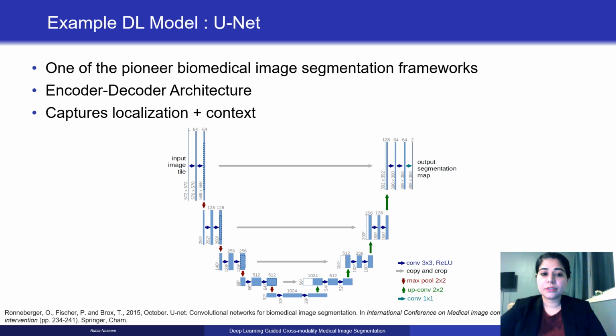UNet is one of the pioneer biomedical image segmentation frameworks. It is basically an encoder-decoder architecture where the encoder is responsible for extracting the abstract representation of data shown on the left, and the decoder is responsible for taking this abstract representation and then generating a semantic segmentation mask. The skip connections between encoder and decoder are used to ensure better flow of information within the network.